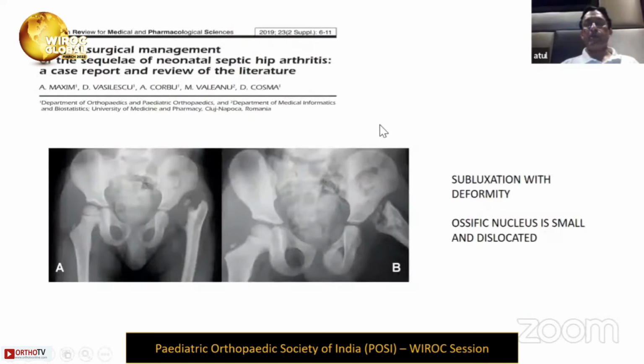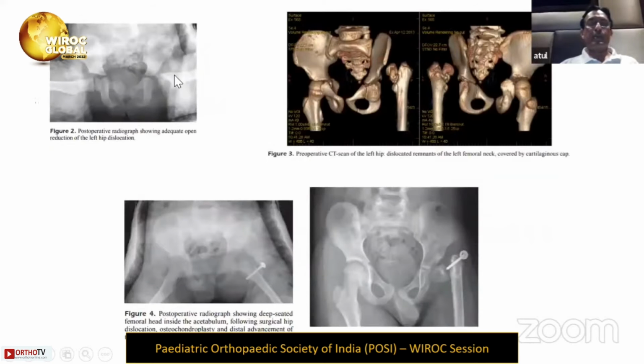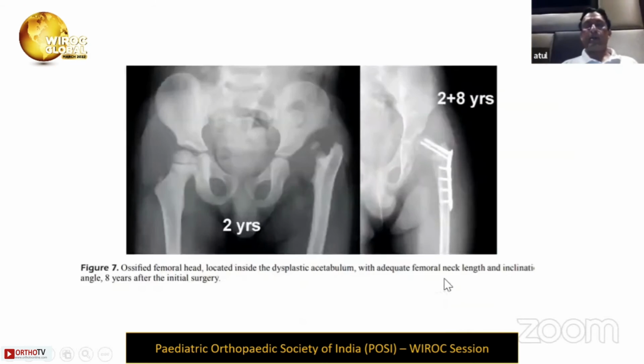Just digressing from some of the difficult deformities, this child had a subluxation with deformity. The ossific nucleus was very small. So in this paper, the authors did the open reduction first. It didn't succeed, so they did a 3D CT scan. But by that time, the head had grown to some extent. So they did a redo surgery, this time using the SSD approach with the trochanteric distalization as well. And then as the child got a reasonable head, they then did valgus osteotomy.